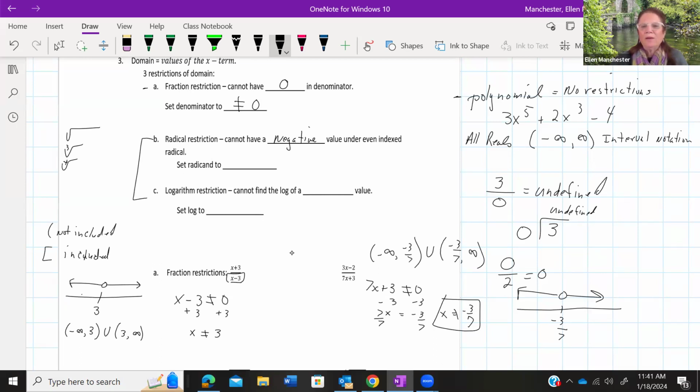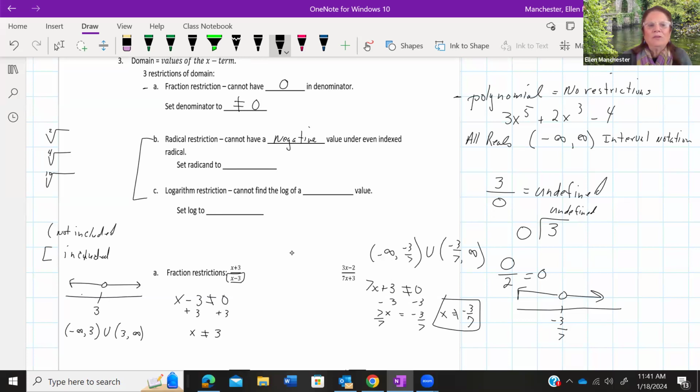Okay, so what that means is if you had square root, that's even because there's a 2 there. If you had fourth root, that's even because the index is 4. If you had 10th root, that's even. So this only applies to even indexed radicals.